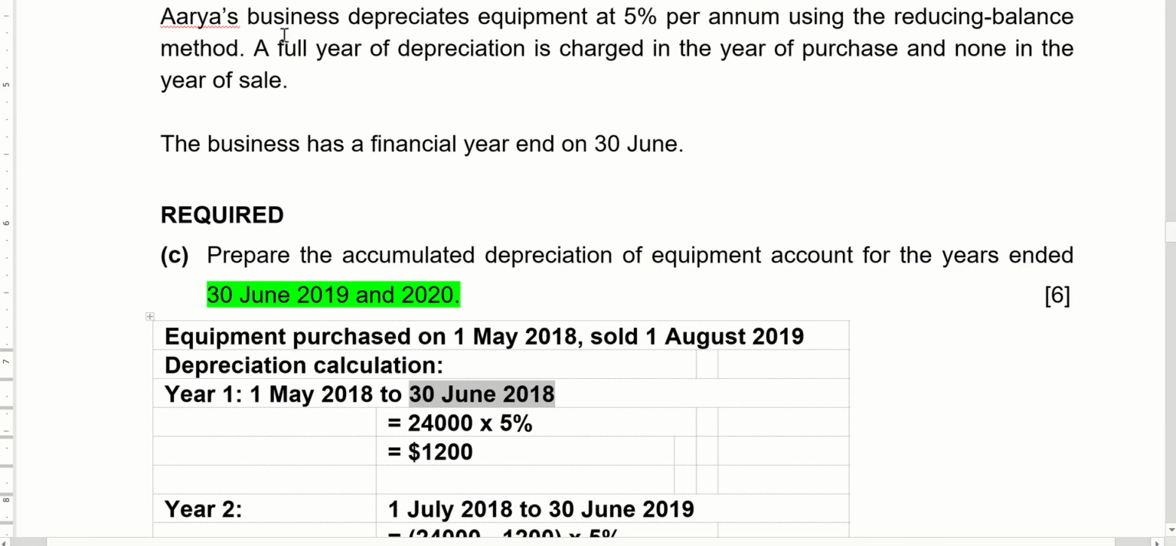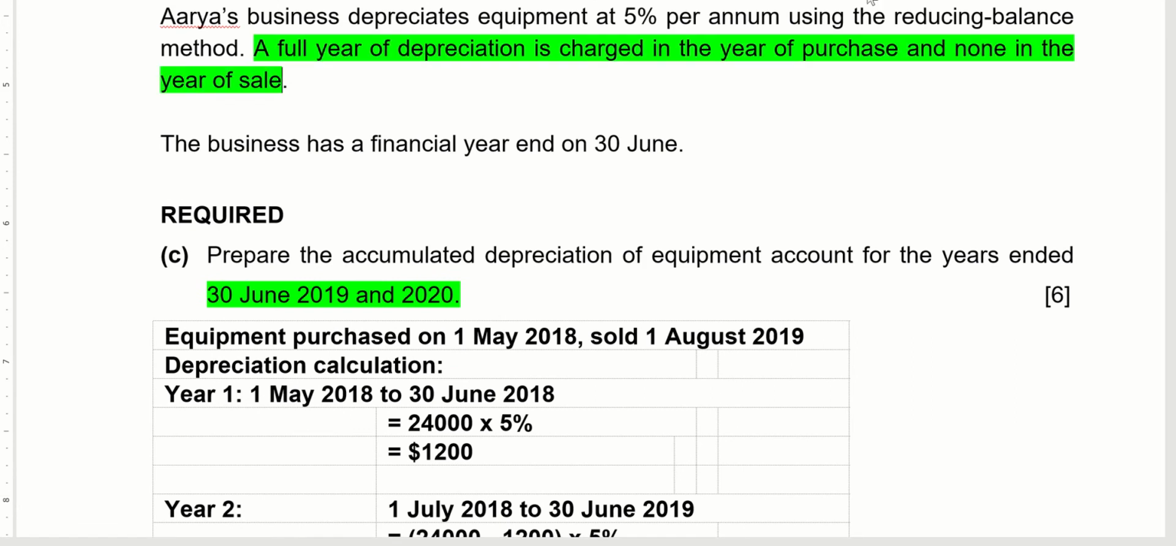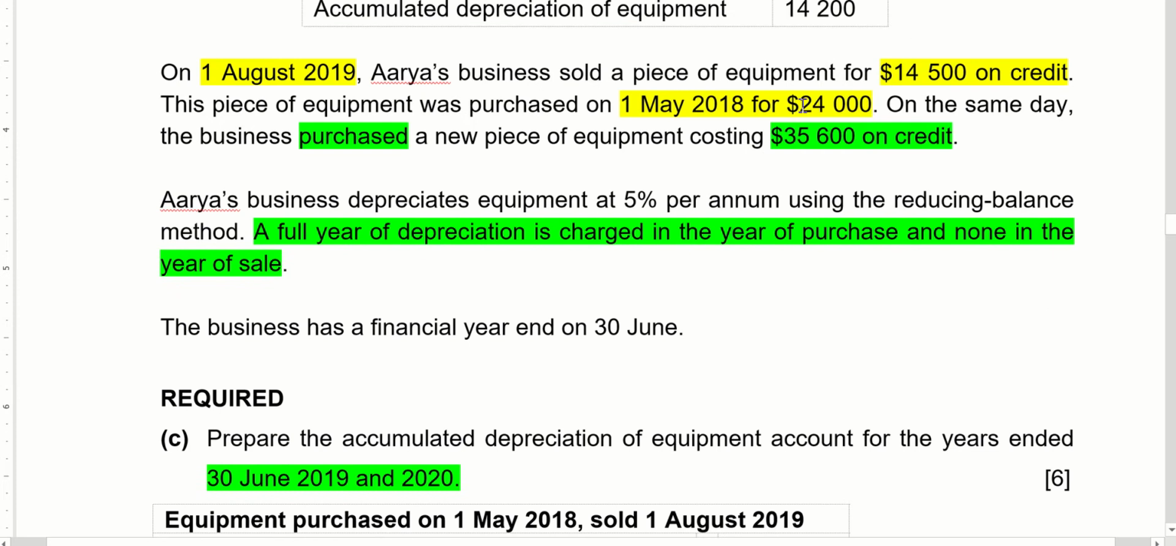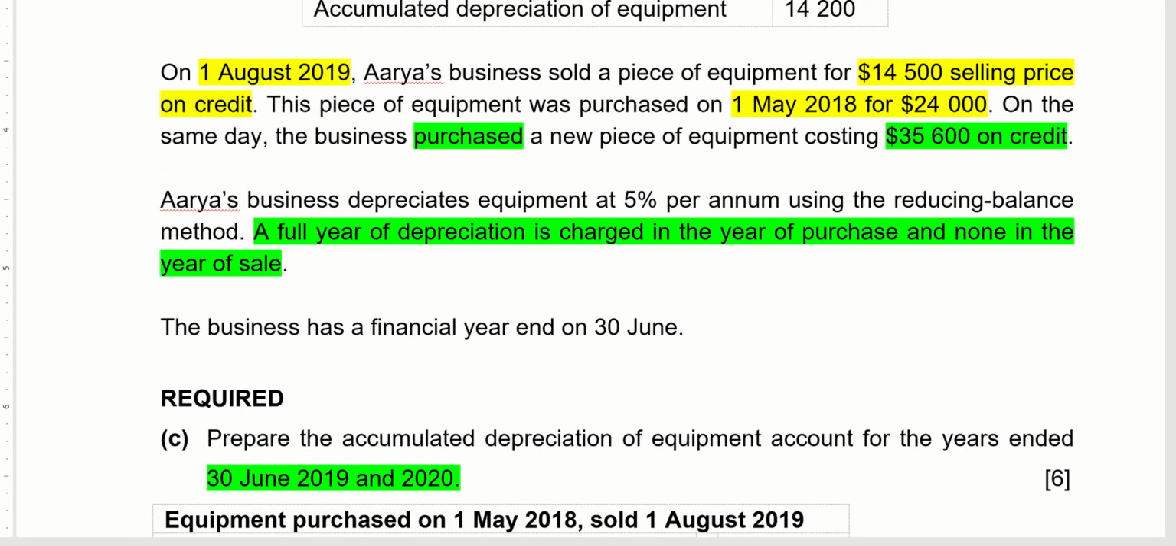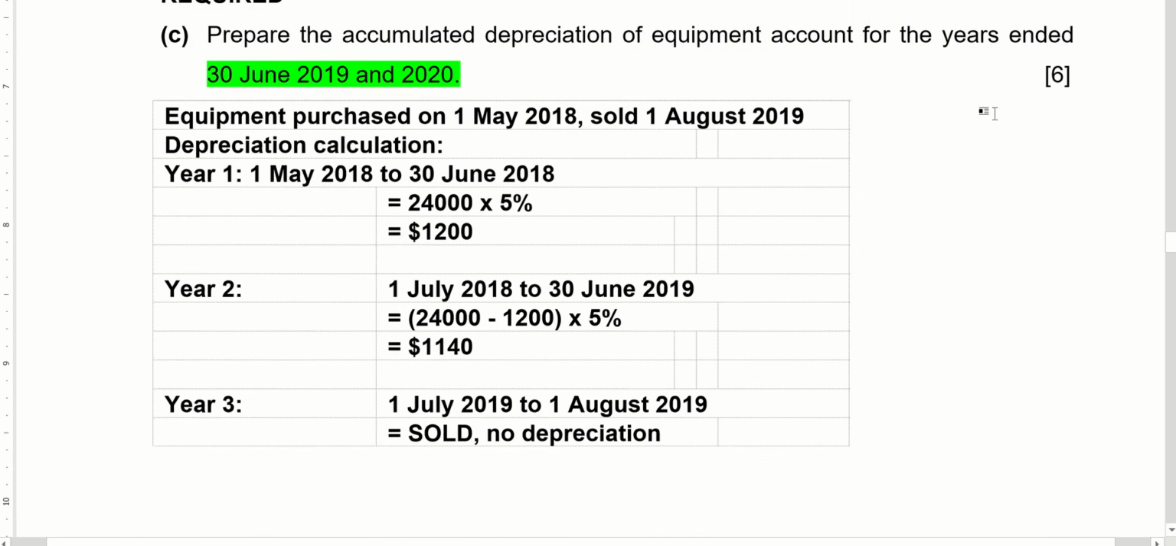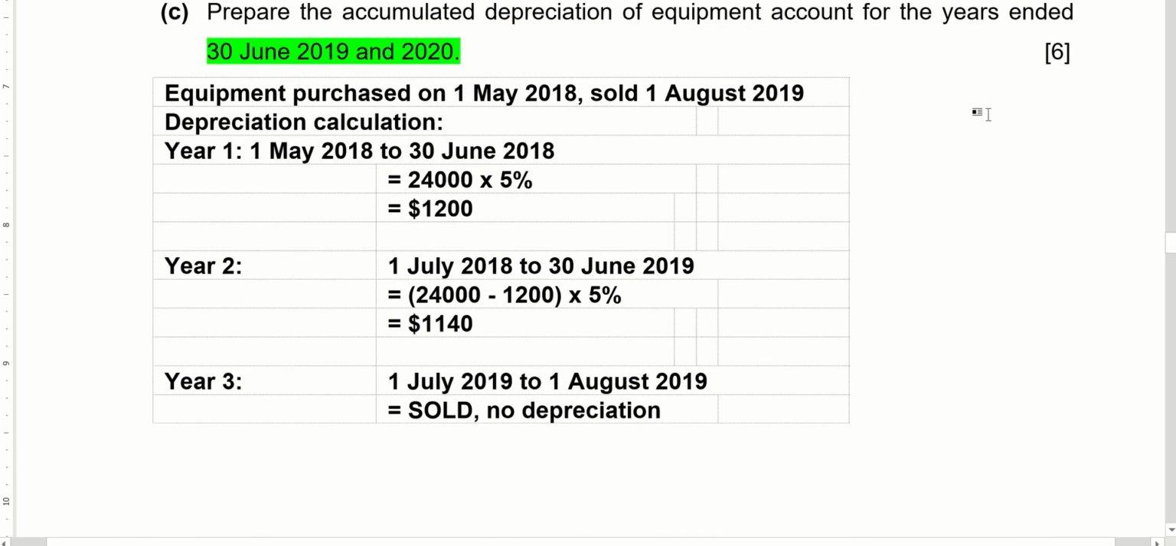Now, because they tell you a full year of depreciation is charged in the year of purchase and none in the year of sale, we don't need to prorate. So we just need to calculate a full year of depreciation. So the cost is 24,000, not 14,500. That one is the selling price. Okay, this is the selling price. $24,000 is the cost. So $24,000 cost times 5%. That's your first year depreciation.